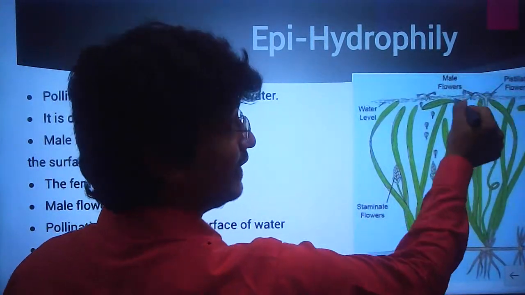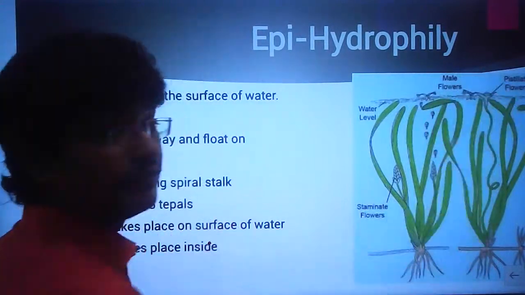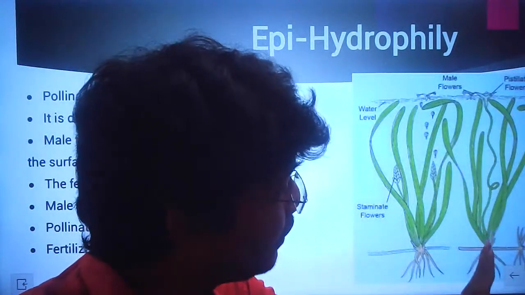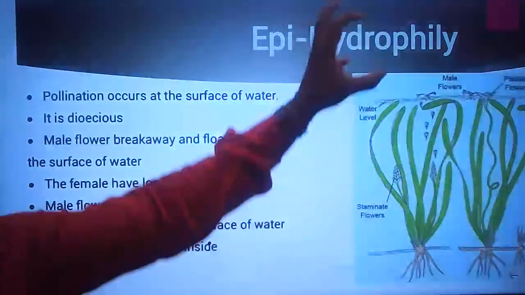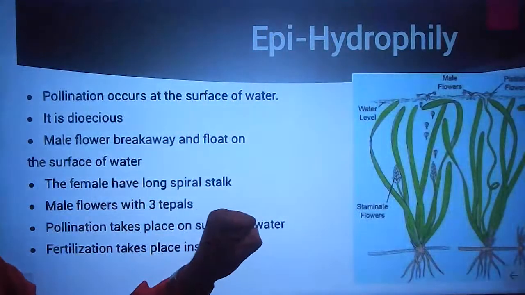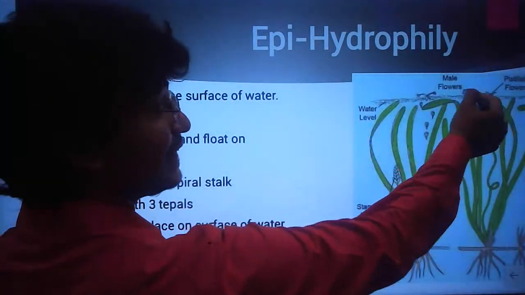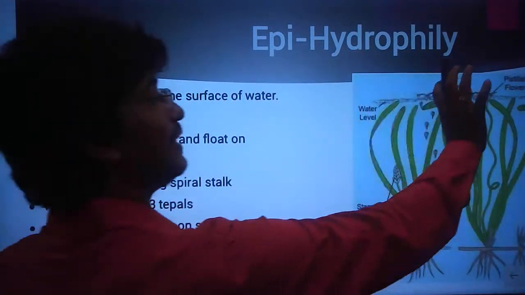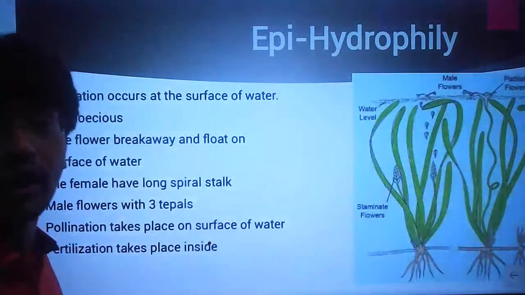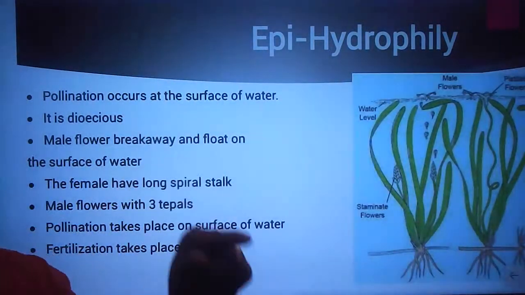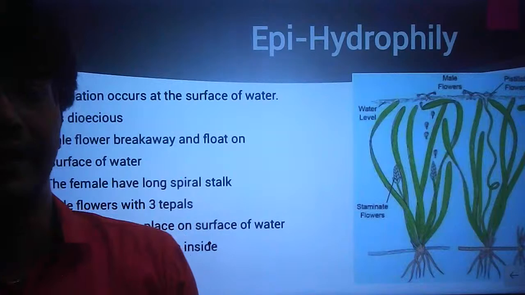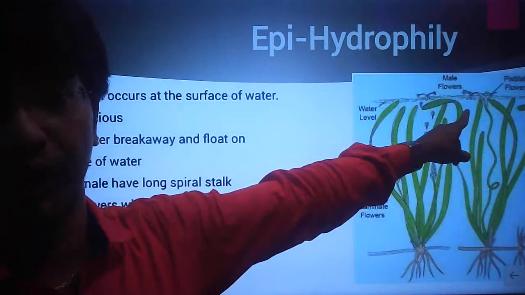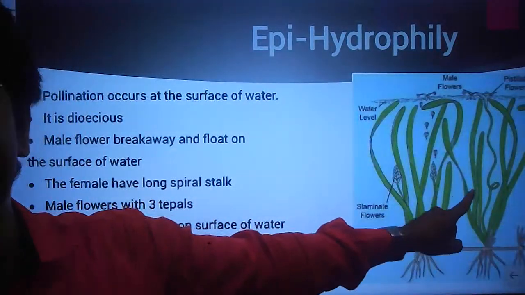Now the pollen grains are on the surface of the water. At the time of the dehiscence of the male, what happens? The female will be rising from below and coming to the surface, and will be collecting the male pollen, where the pollination takes place on the surface of the water. It collects the pollen grains, and once again it comes back to its normal position. It comes inside. Then fertilization takes place inside the water.